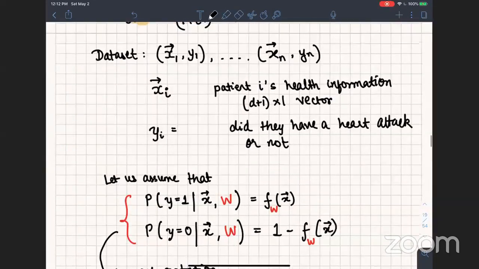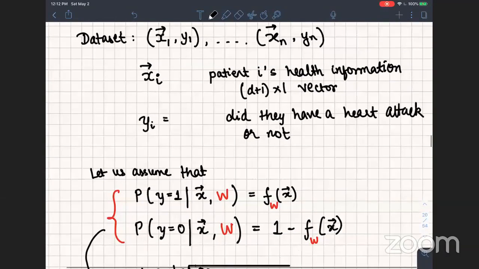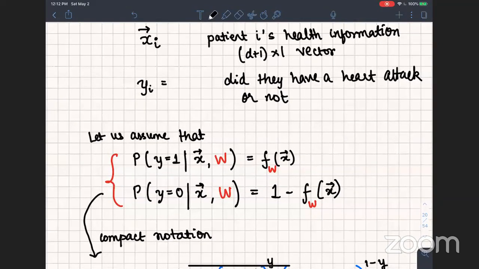Now, given this data set of xi, yi, where xi is a patient's health information, what we have to do is find and estimate this f. Now, what is the definition of f, the map? It's basically saying we want to learn some kind of probability measure that you are likely to have a heart attack, right? So did they have a heart attack or not? In this case, let's say 1 means they have a heart attack, 0 means they don't, right?